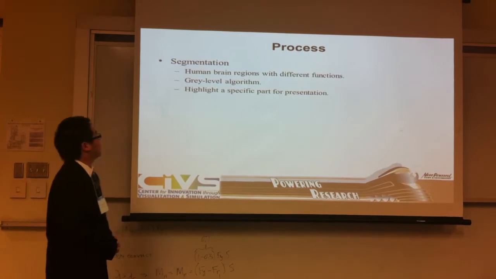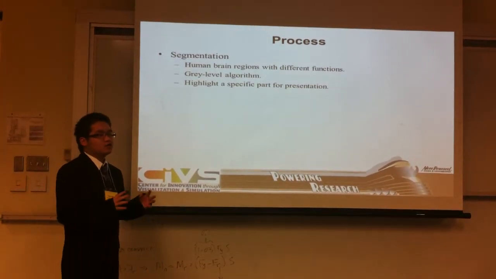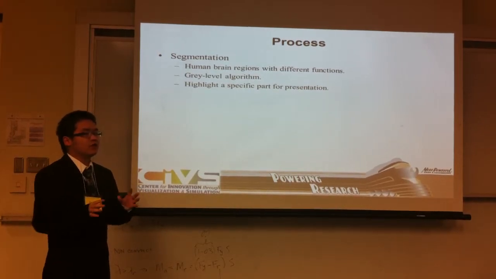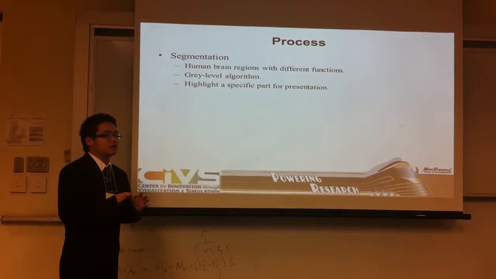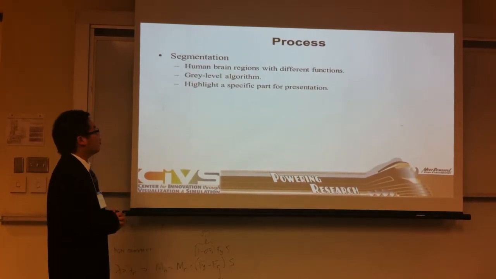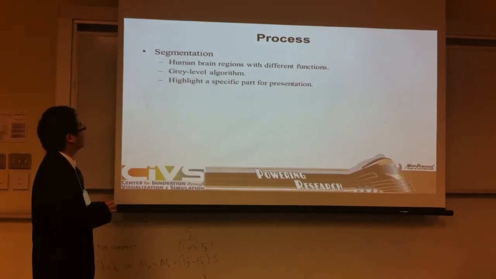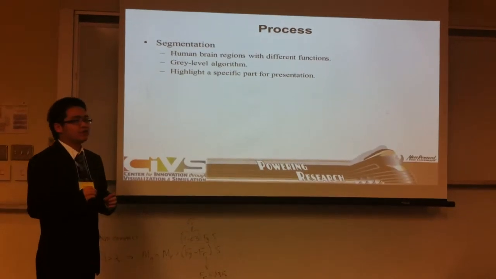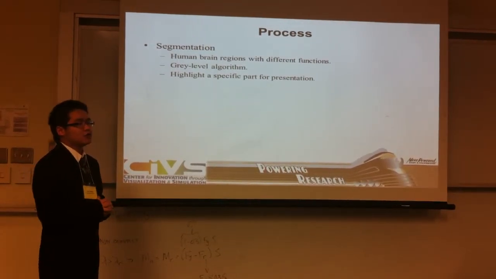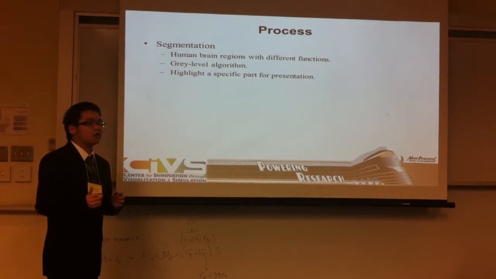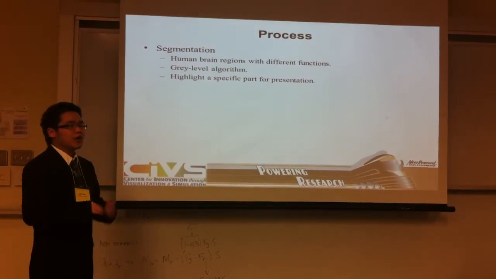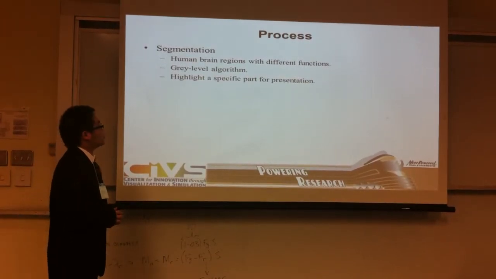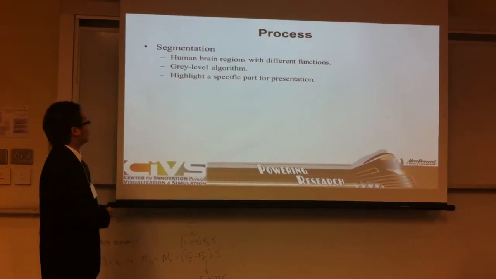The last process is named segmentation. After the 3D visualization, we have a draft model, but we can only see the surface of the human brain and cannot get the internal details of its structure. So we decided to take the next step, named segmentation. A human brain has many regions with different functions, so it was very important for us to separate them and color them in different colors, so the user can check one part of the brain and get detailed information. The algorithm we used in this step is named the grey level algorithm.